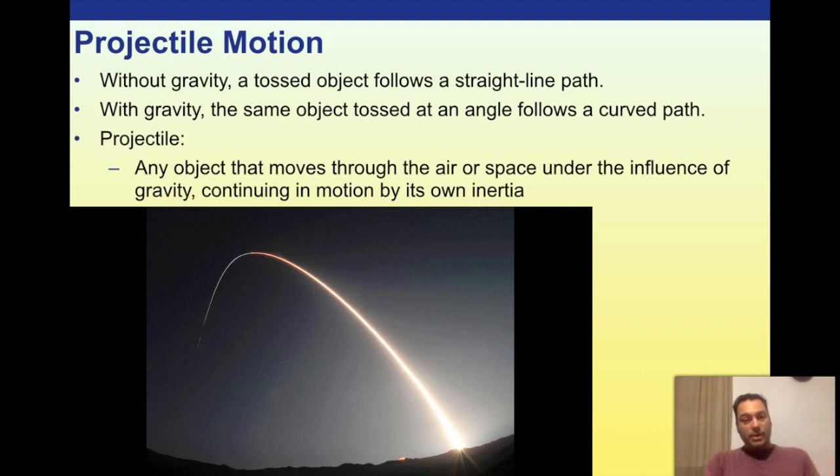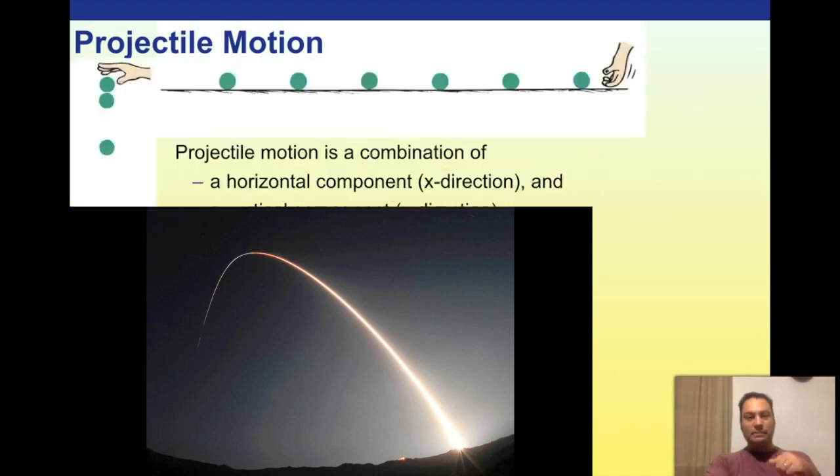Okay, so with gravity, the same object tossed at an angle follows a curved path. Without gravity, it goes in a straight line, but with gravity, gravity is pulling on it and exerting a force, and that force causes it to change or accelerate into a different direction. Remember, acceleration is a change in path as well as a change in speed. So a projectile is any object that moves through the air or space under the influence of gravity, continuing in motion by its own inertia.